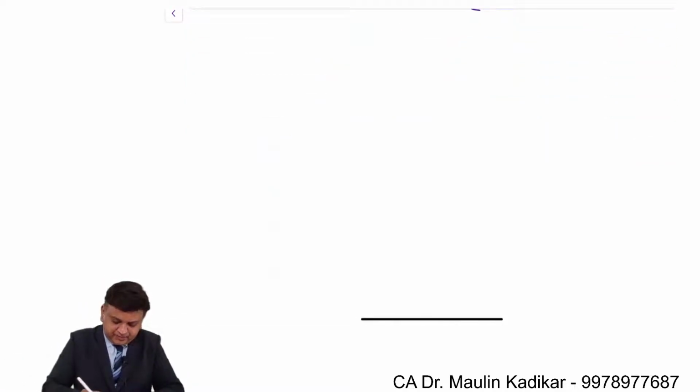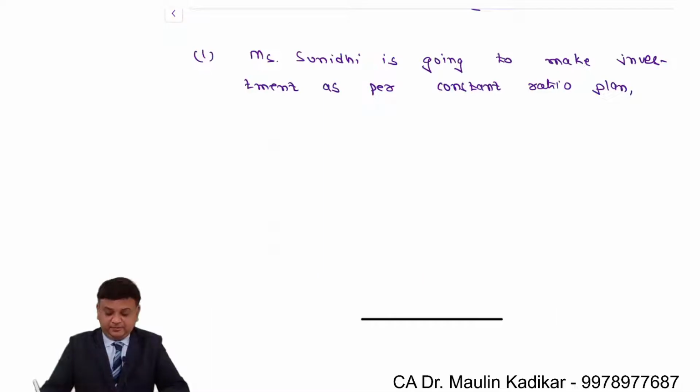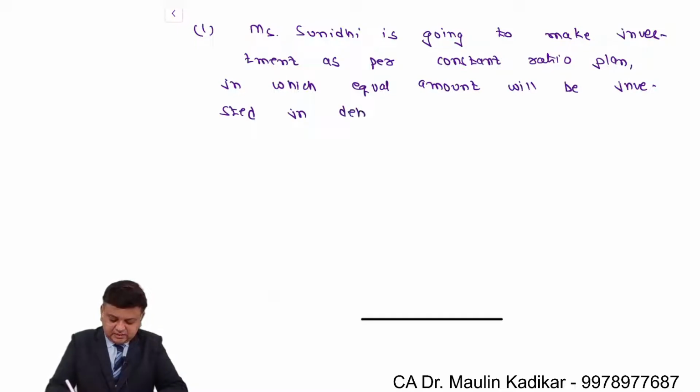Please add an answer. A note only for understanding. First point, Miss Sunidhi is going to make investment as per constant ratio plan, in which equal amount will be invested in debt and equity.